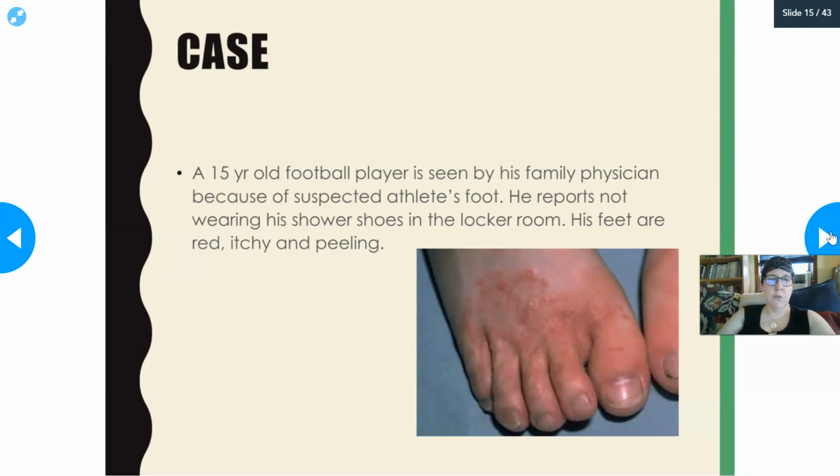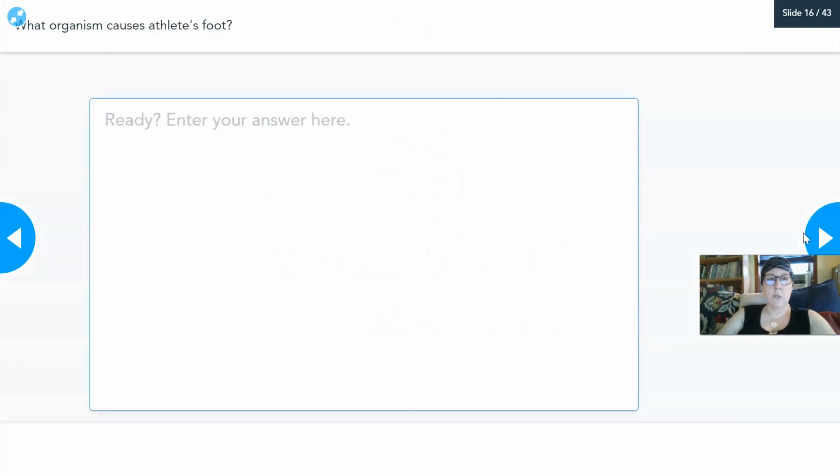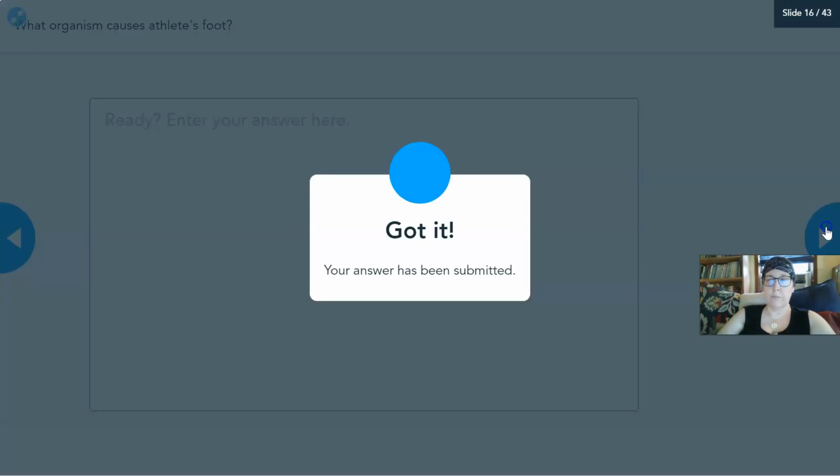So our next case is a 15-year-old football player who is seen by his family physician because of suspected athlete's foot. He reports not wearing his shower shoes in the locker room. His feet are red, itchy, and peeling. This is what athlete's foot would look like. It is extremely itchy. And so do you know what organism causes a condition that we refer to as athlete's foot?